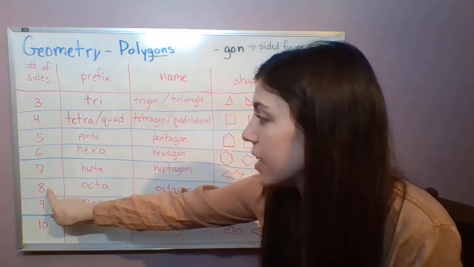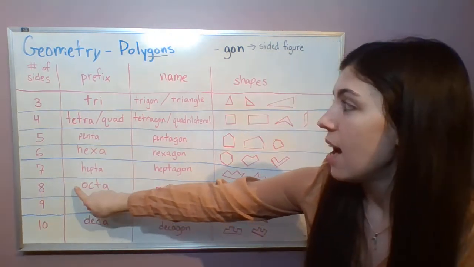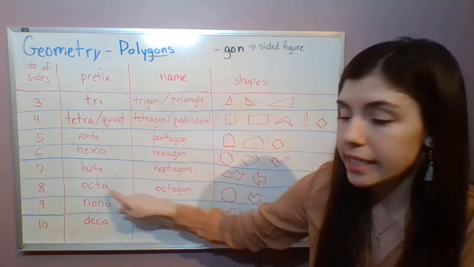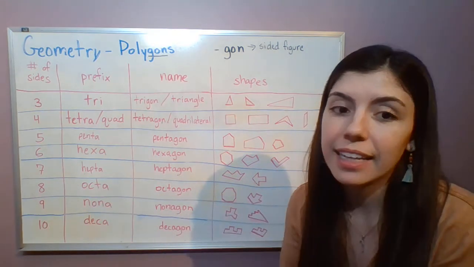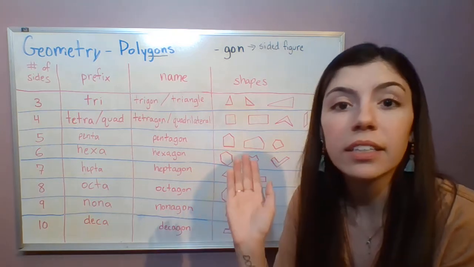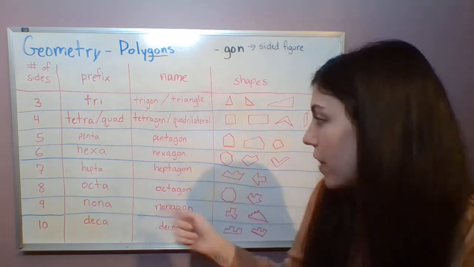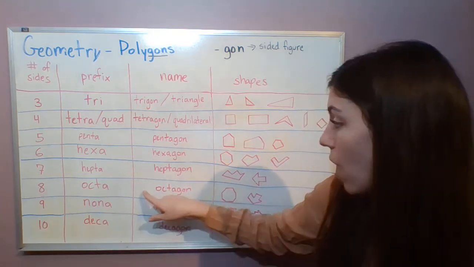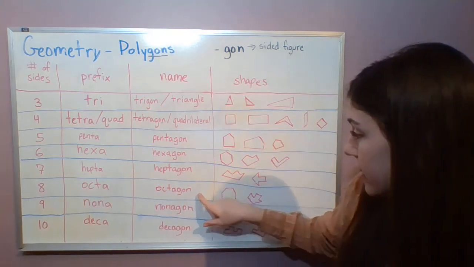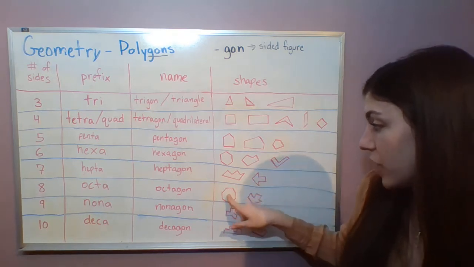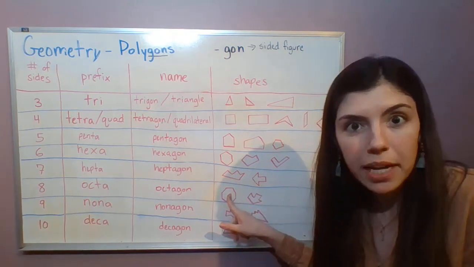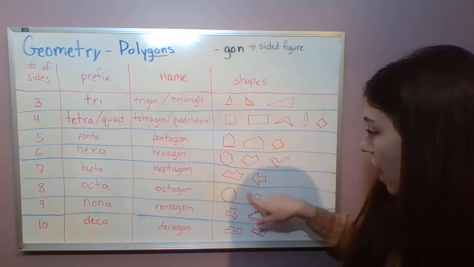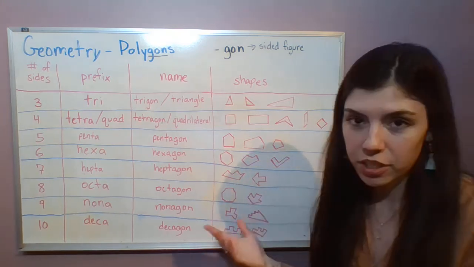Our next one is an 8-sided figure. Octa is the prefix for 8, octa, just like an octopus. An octopus has 8 legs. So octagon is our word with our suffix. And an octagon is actually, if this looks familiar to anybody, it's like a stop sign. And then any other 8-sided shape is also an octagon.